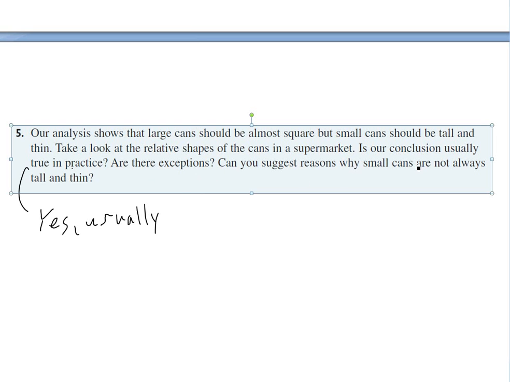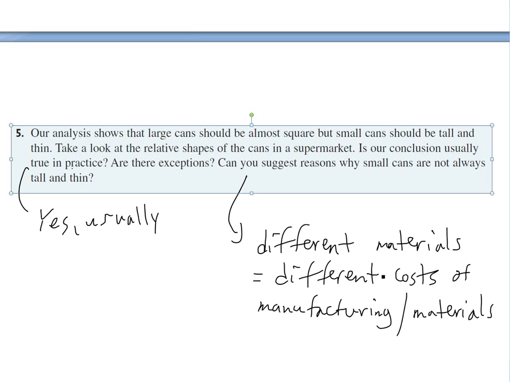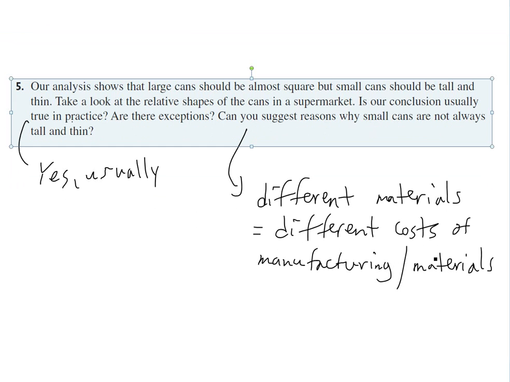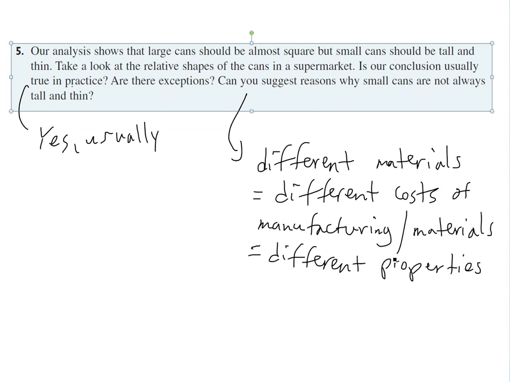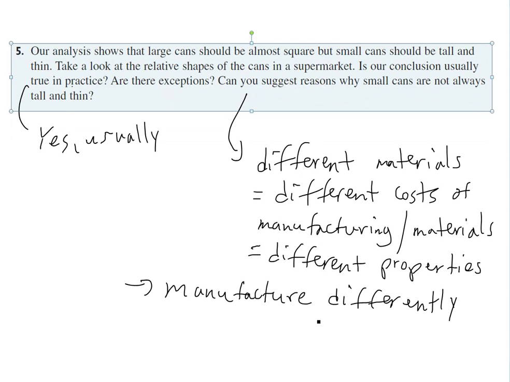But there are exceptions, and there are reasons why you're going to have small cans that are not always tall and thin. The answer is basically different materials. If you have different materials, you're going to have different costs. You have different costs of manufacturing and costs of materials, for example if you have plastic, aluminum, or other kinds. You also have different properties of the material, and if you have different properties, you could also manufacture differently.